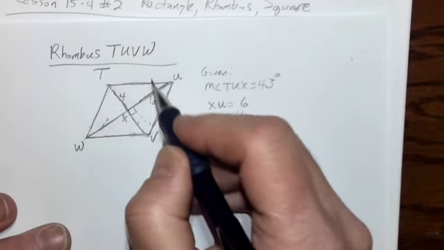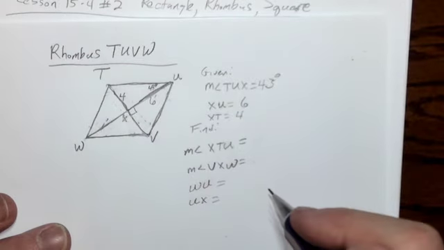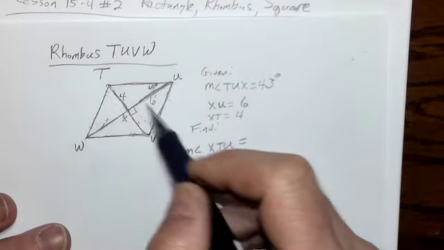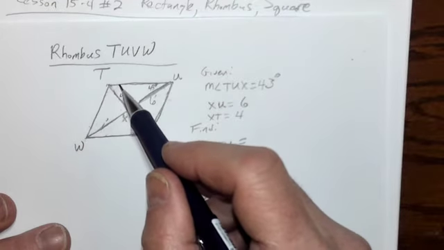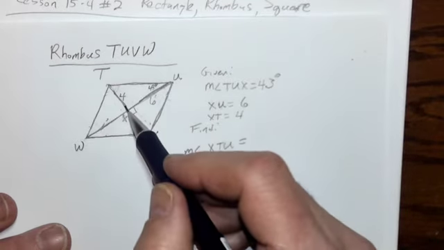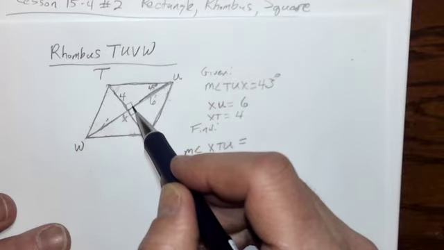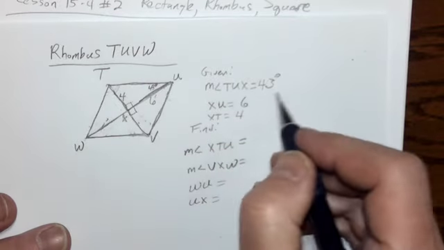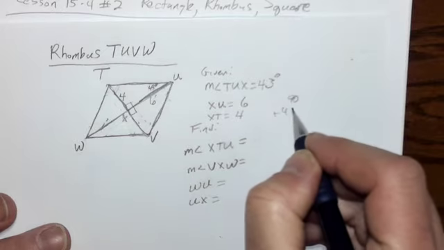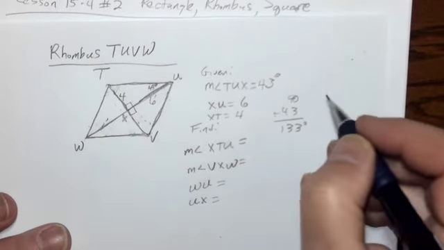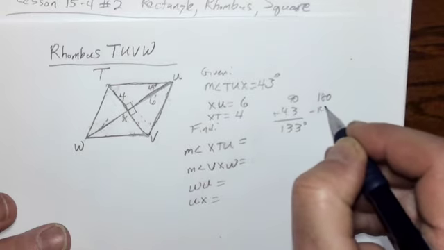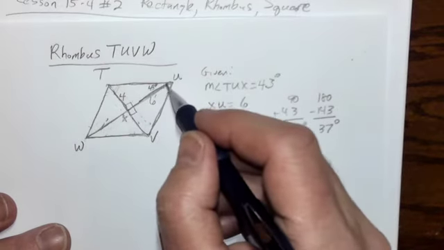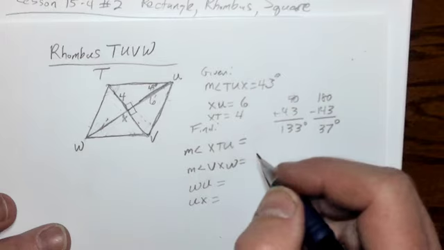Measure of angle TUX is 43 degrees. So there's the information they gave me. We want to find the measure of angle XTU, this angle over here. Again, a couple different ways you can do it, but since this is a right angle, the angles in a triangle add up to 180. 90 plus 43 is 133 degrees. Take 180 minus 143, and I get 37 degrees. That's what the measure of UTX is then.